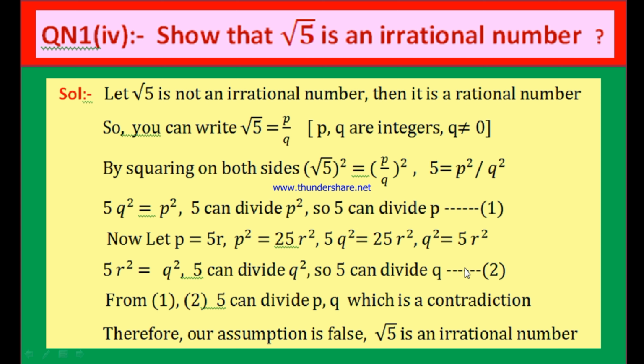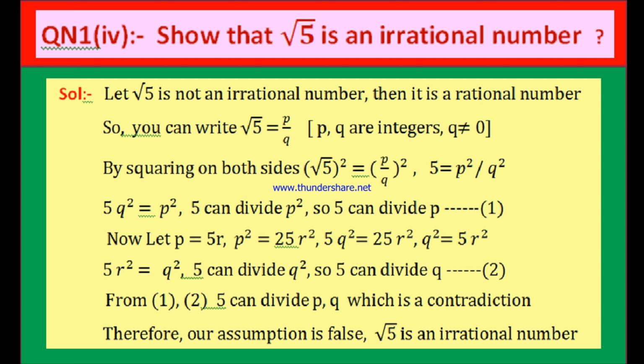Now if you observe 1 and 2, 5 can divide p and 5 can also divide q. From 1 and 2, 5 can divide both p and q. What are p and q actually? P and q are the numerator and denominator of this fraction. But while writing any fraction, this p and q should be in the simplest form.